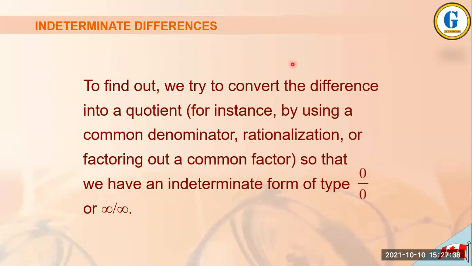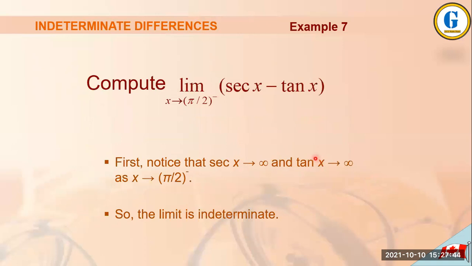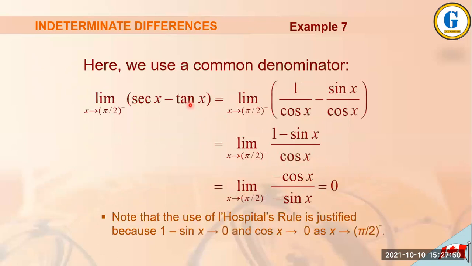Okay, so we try to see if we can convert the difference into a quotient so we can apply L'Hopital's rule. For example, let's compute this limit. This one is a higher limit, mostly for further maths and high school. But with this one, we can write it in this form. Can you see? Yeah, we can write it in this form. Now we have a common denominator cos x.